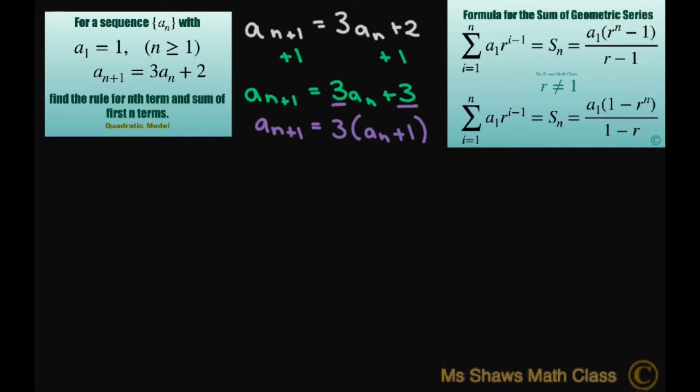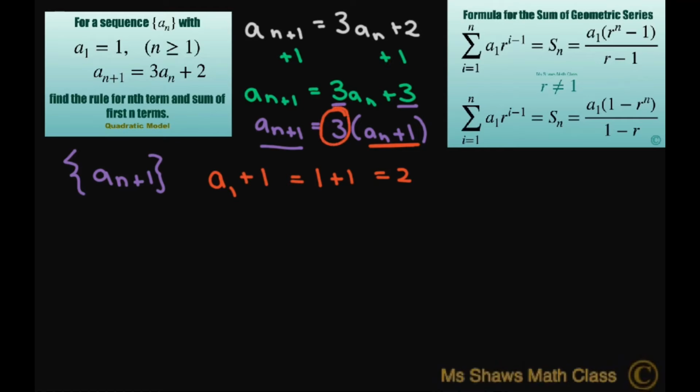All right. Now that I have that, the sequence a sub n plus 1 is a geometric sequence. The first term is going to be a sub 1 plus 1, so I substitute in 1. The first term is 1 plus 1 equals 2. And since I wrote it this way, my common ratio is going to equal 3.